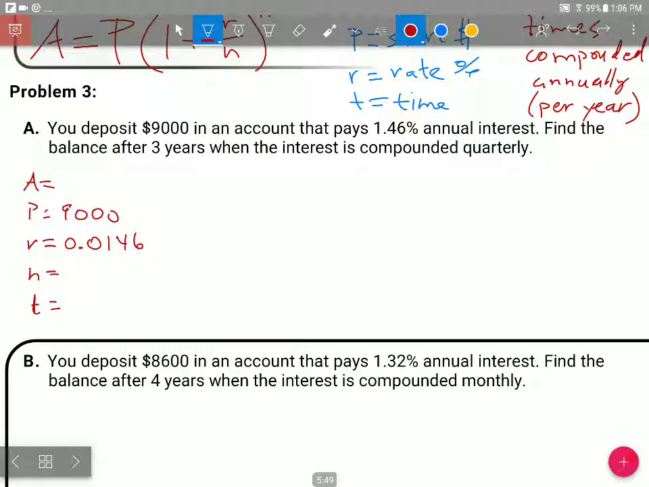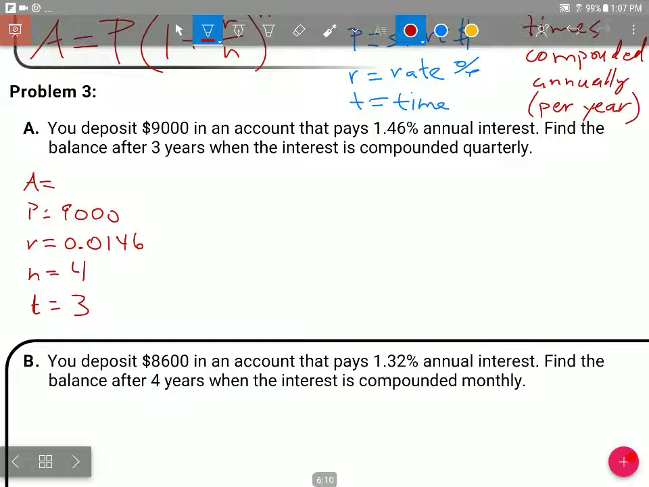All right, your T, how long are we doing this for? 3 years. So that's your 3. Your N, what would your N value be? 4. Why? Because it says compounded quarterly. So that's 4 times. All right. So A is the one they didn't give us, so A is the one we're going to solve for.